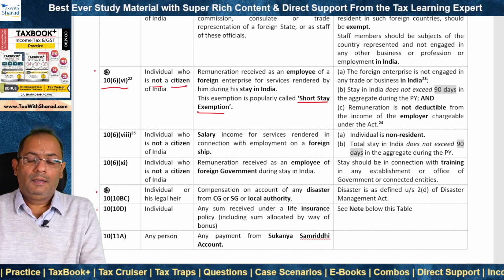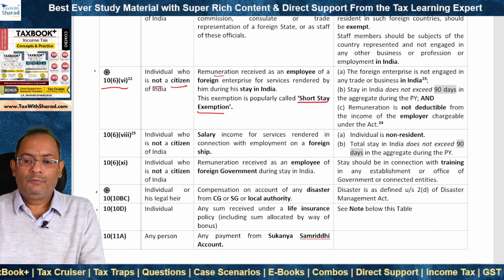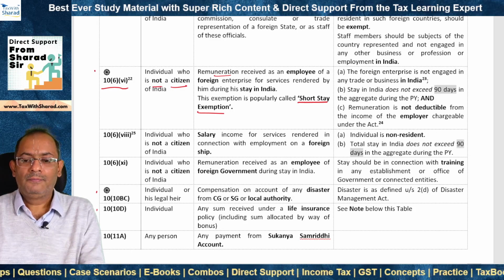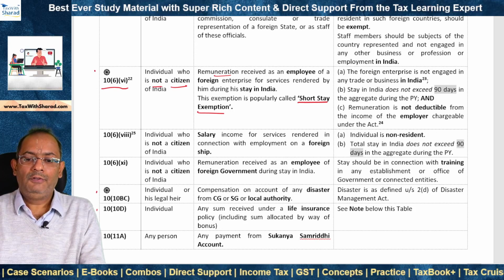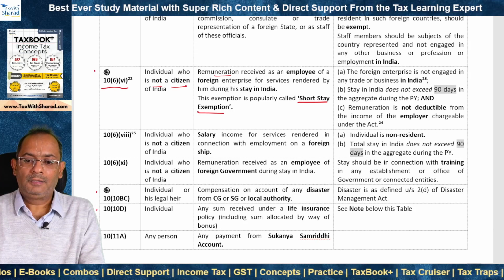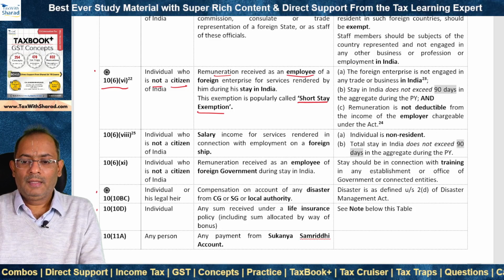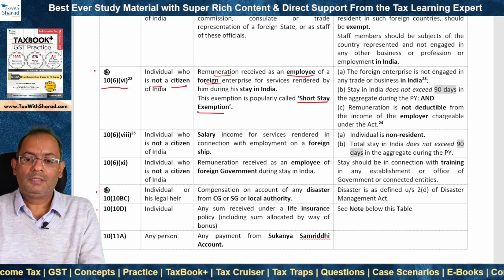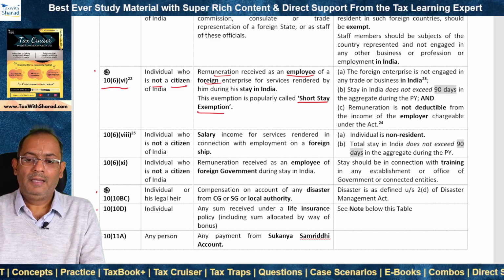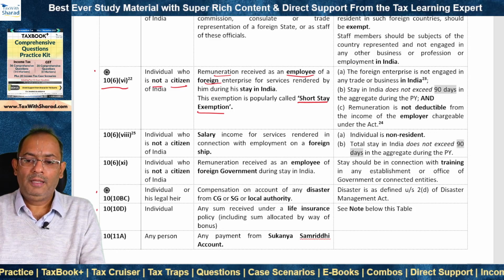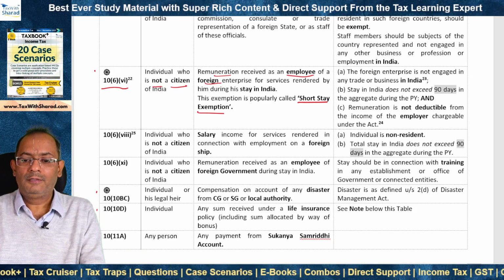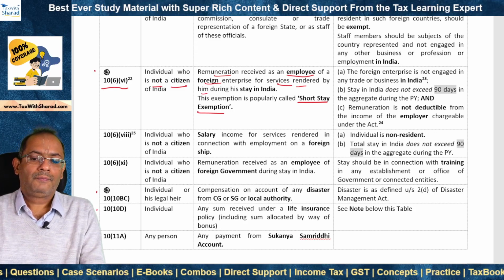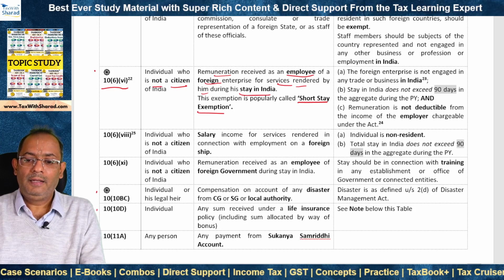Now, the exemption is in respect of remuneration. So this is the income which is earned and received by an individual who is not a citizen of India, as an employee. The individual is the employee of a foreign enterprise. So remuneration is received from the foreign enterprise as employee. And it is received for what? It is received for services rendered by such individual during his stay in India.